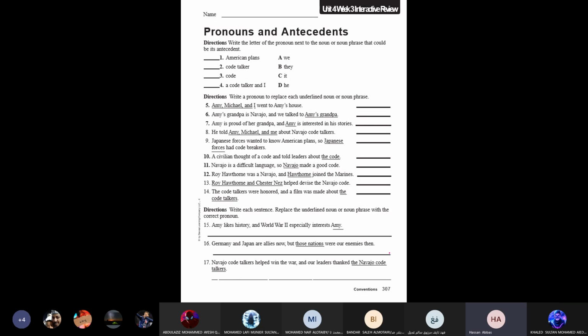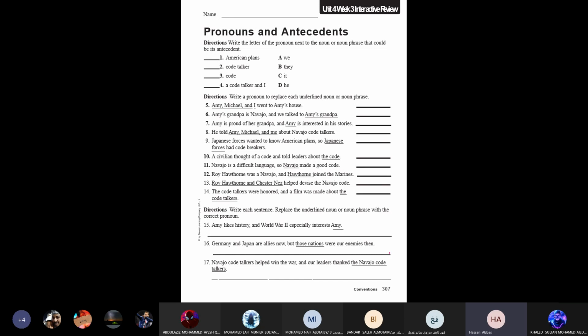So if I want to use a subject pronoun instead of grandpa, I say he, right? But instead of he, I need the object of he. Think about it like that. The object of he must be him.